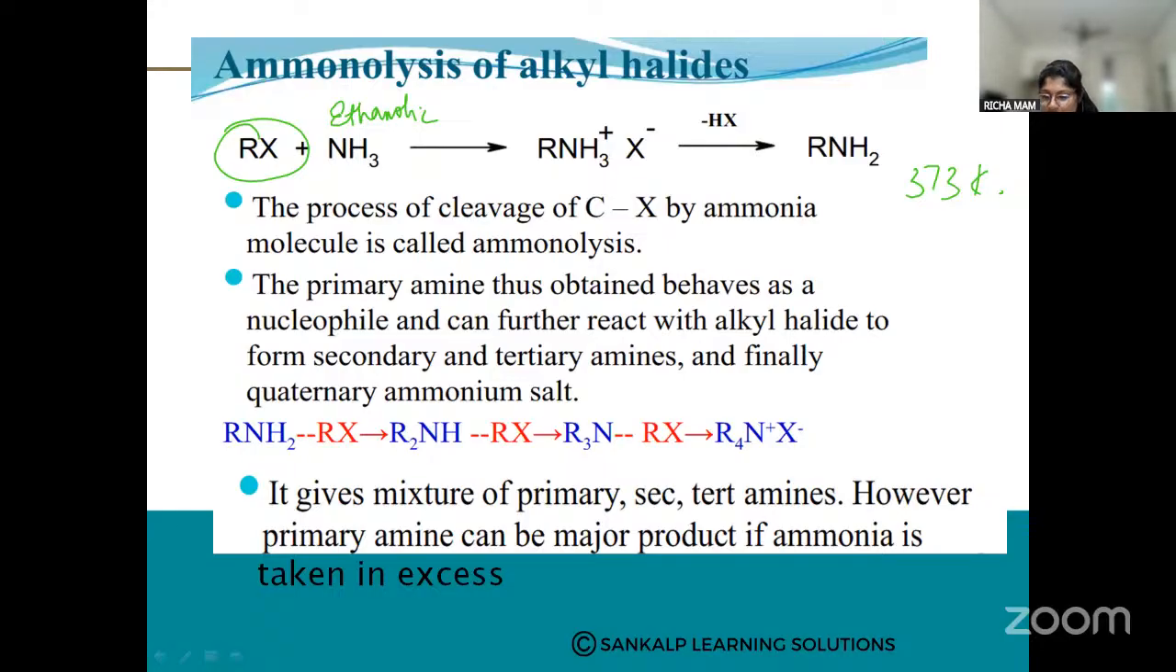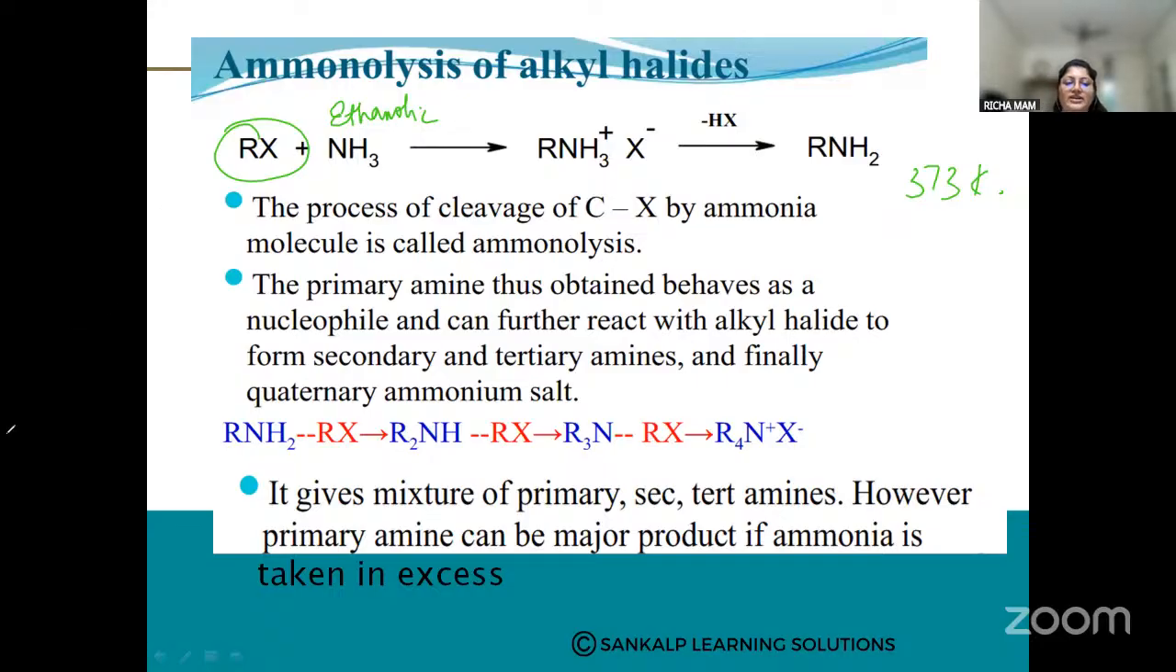So this reaction is called ammonolysis. What is called ammonolysis? Alkyl halide is treated with ethanoic ammonia in a sealed vessel at 373 Kelvin. After successive replacement of hydrogen atoms of ammonia by alkyl or aryl groups, it forms primary, secondary, and tertiary amines, and finally a quaternary ammonium salt, which is called ammonolysis.